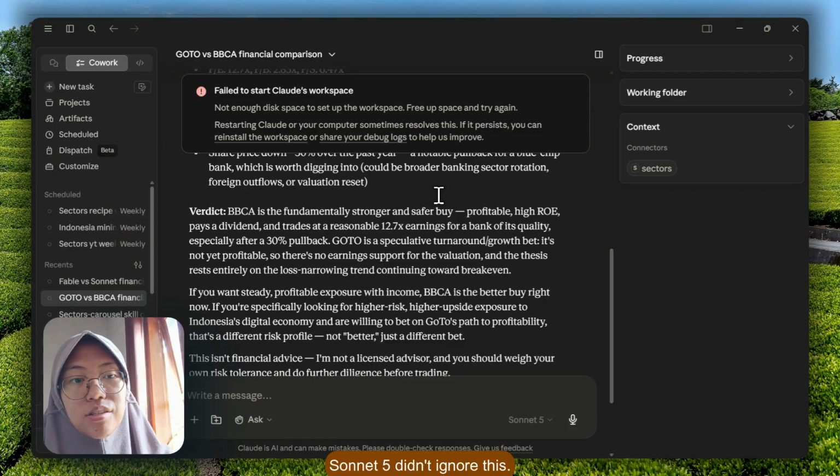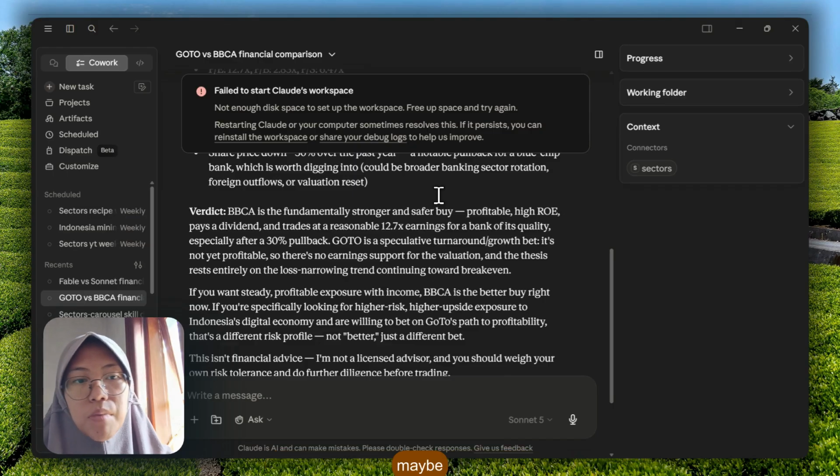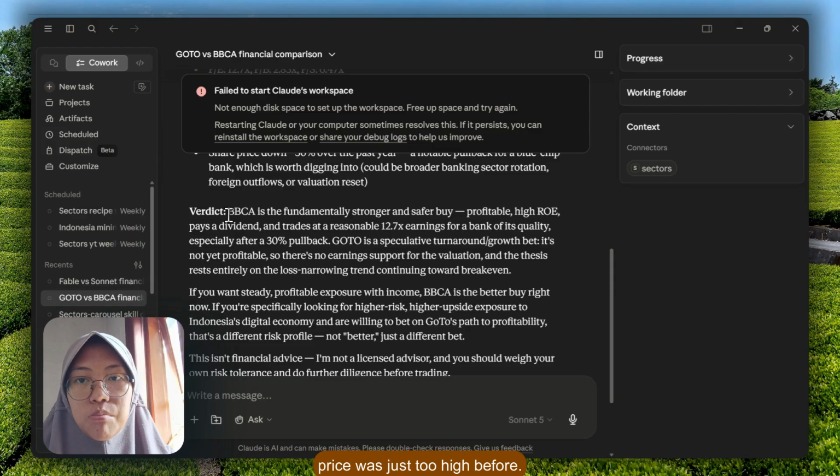Sonnet 5 didn't ignore this. It said this is worth digging into more. Maybe money is moving out of bank stocks. Maybe foreign investors are selling, or maybe the price was just too high before. So what's the final answer?